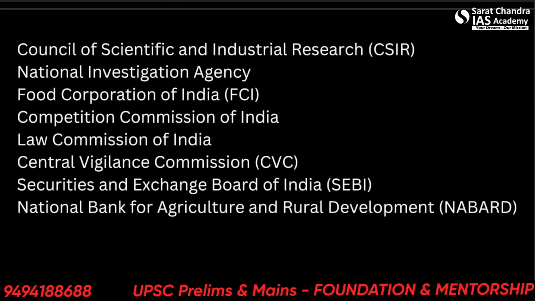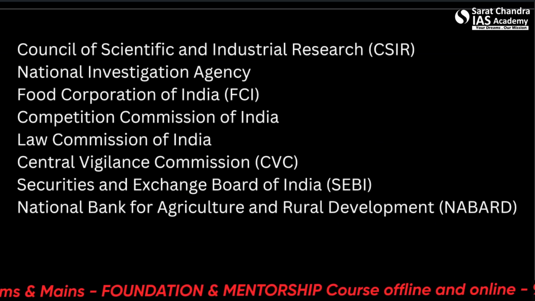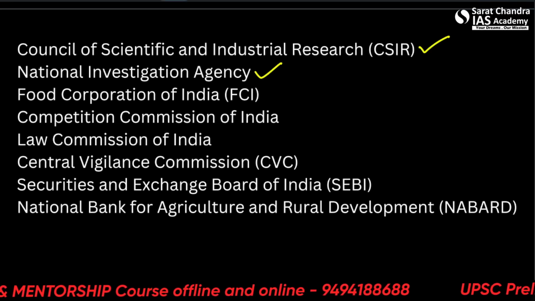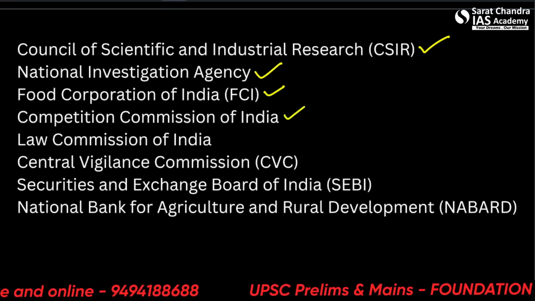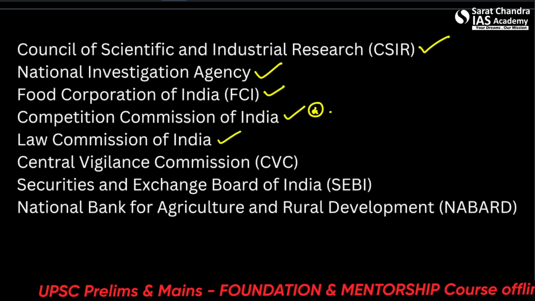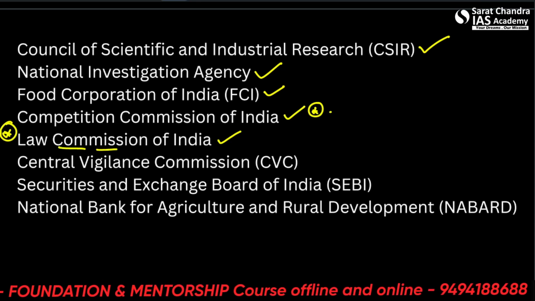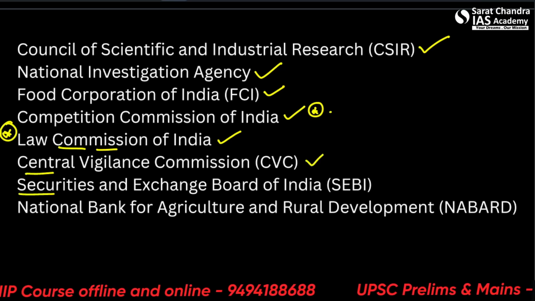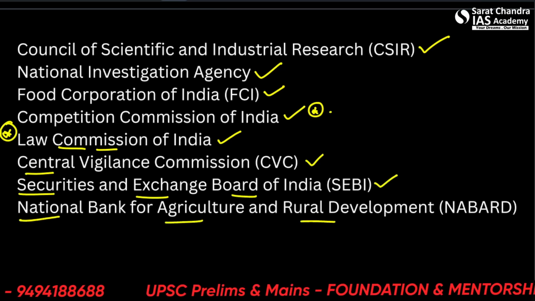Okay, so this is the list of the quasi-judicial bodies or non-constitutional bodies, such as Council of Scientific and Industrial Research, CSIR, National Investigation Agency, NIA, FCI, which is Food Corporation of India, the Competition Commission of India, this is very important, CCI, Law Commission of India, this is again very important. Whenever there is a commission or tribunal, mostly it is a semi-judicial body. Central Vigilance Commission, CVC, it's again very important. Securities and Exchange Board of India, SEBI, very important. National Bank for Agriculture and Rural Development, NABARD.